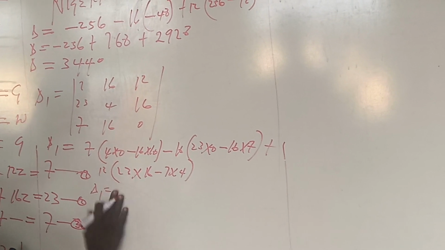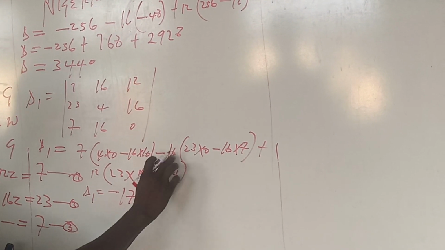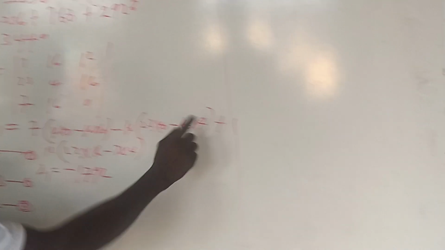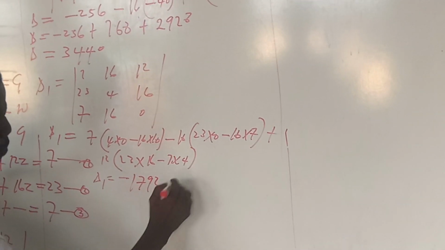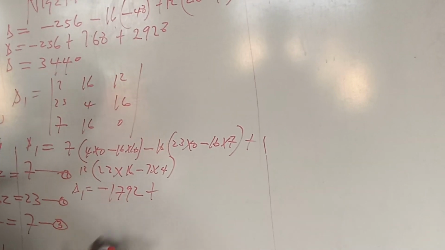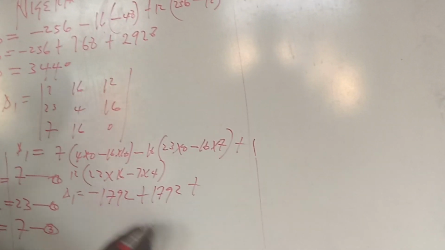There's negative. Okay, you're right. You have minus 1792. Okay, let's go straight. 23 times 0 is what? 0. Then 16 times 7 will give us what? 112. So minus minus is plus, right? So you have 112 times 16 will give me what? Quickly. 1792. The same? Plus, let's go.